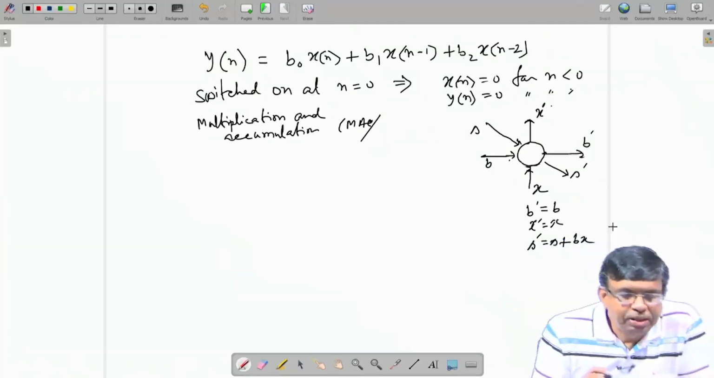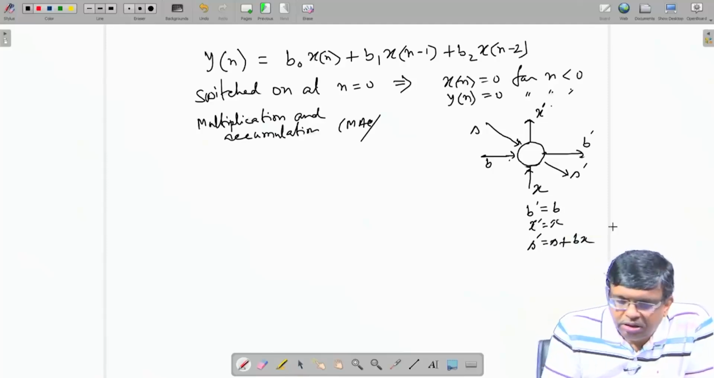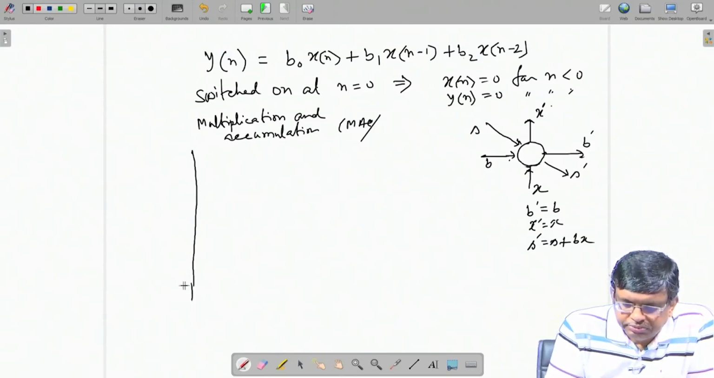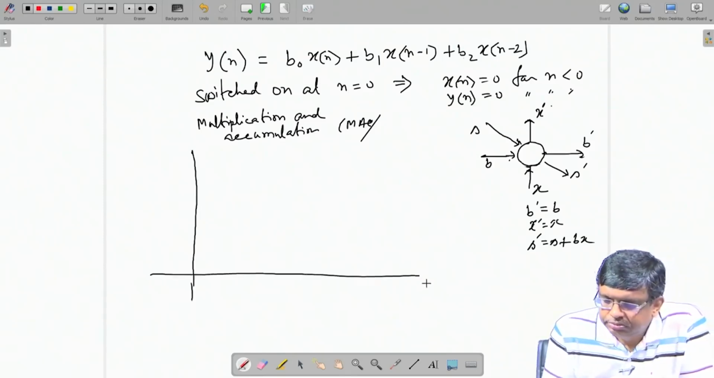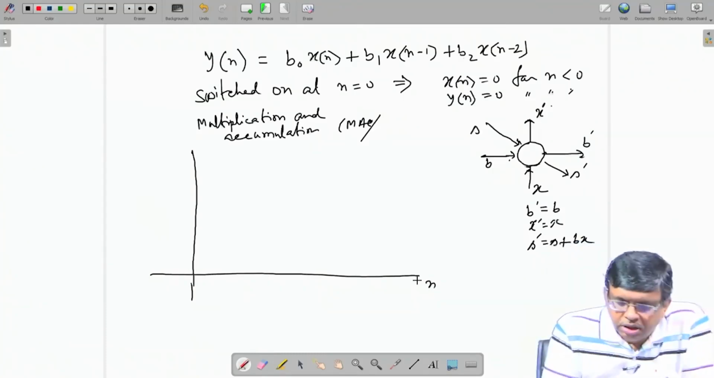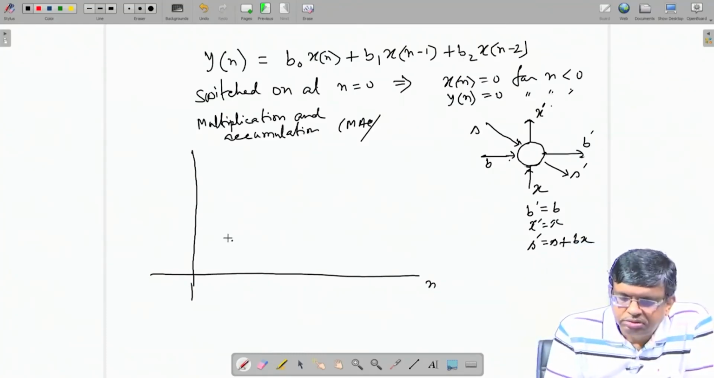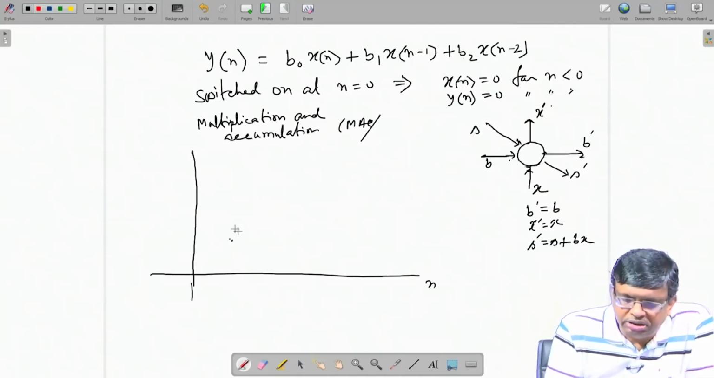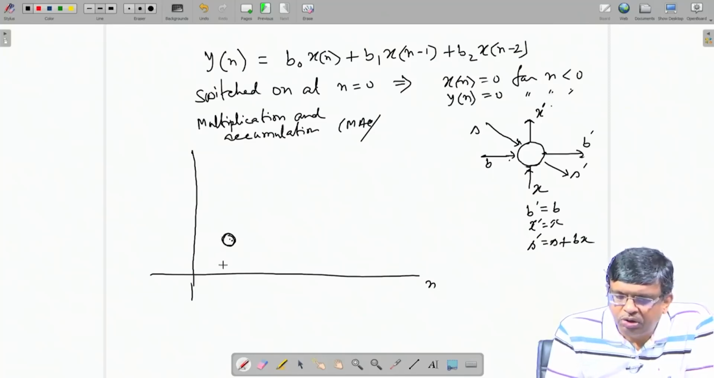Then I draw the array like this. This is the 0 0 location, the coordinate axis. Though I am writing some line here and line here, actually the axes will be here and here. This is the 0 0 location, I put a bubble here. So, this is one node located at 0 0.